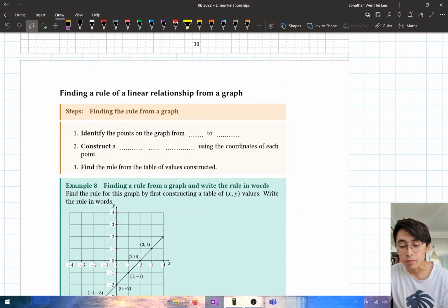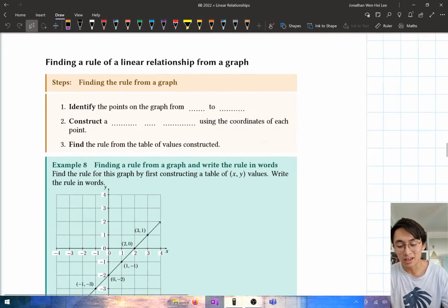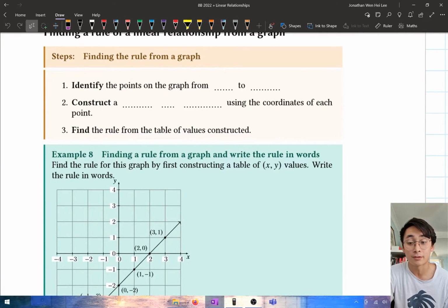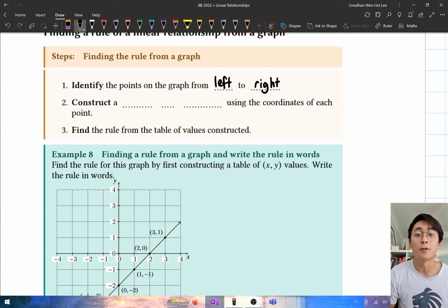So the first thing we're going to do, when we get given a graph and we want to find a rule. So if the question says find the rule of a graph, what we want to do is we first want to identify the points on the graph from left to right. So can I get you guys to fill this in for me?